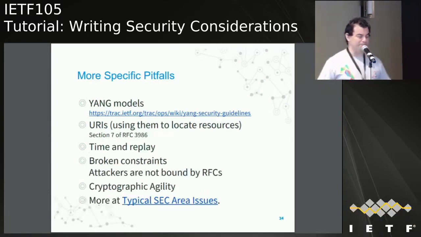Broken constraints, well, attackers read the RFCs, but they're not bound by them. If we have this 2-byte field, and the RFC says the number in this 2-byte field must be lower than 500, the attacker is not bound by that. They can send a much larger number. They can send a string as long as they want within the JSON. I mean, nobody cares, even if the RFC limits the name to just 40 characters.